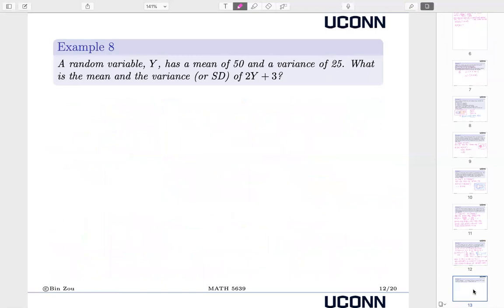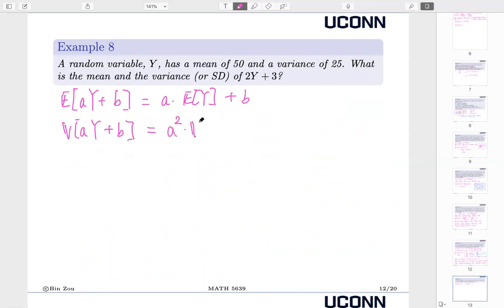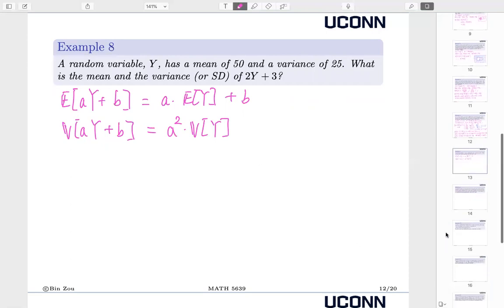So example 8 is about a special formula that I can give you. Try to prove this result, okay? A and B are two constants. Y is a random variable. It shouldn't be complicated for discrete probabilities. You just need to write down the summation, and you should be able to see this result.